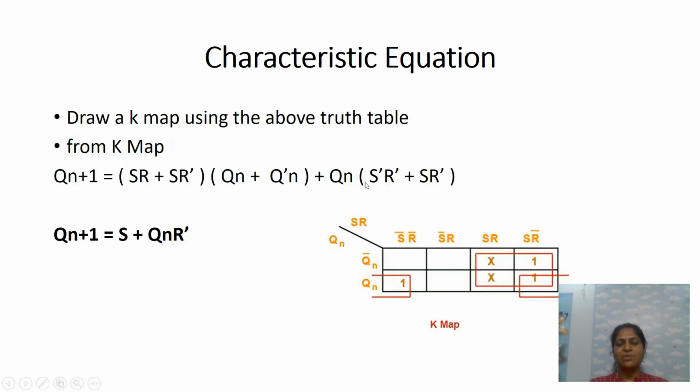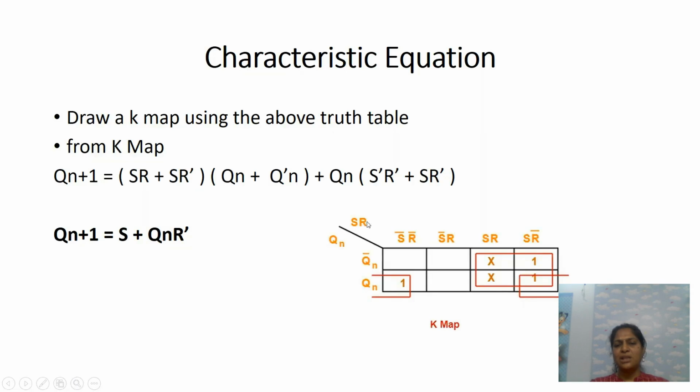So characteristic equation is nothing but finding the Qn plus 1 equation, output equation or next state equation in terms of inputs and present state. So consider Qn plus 1 equal to 1 combinations and place in the K map. Here the output or next state depends on 3 variables, that is S, R and Qn.